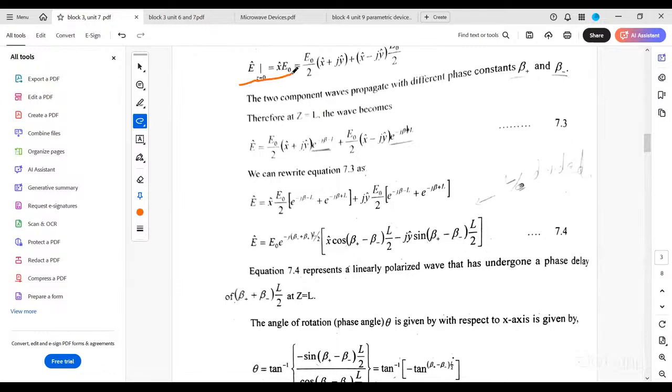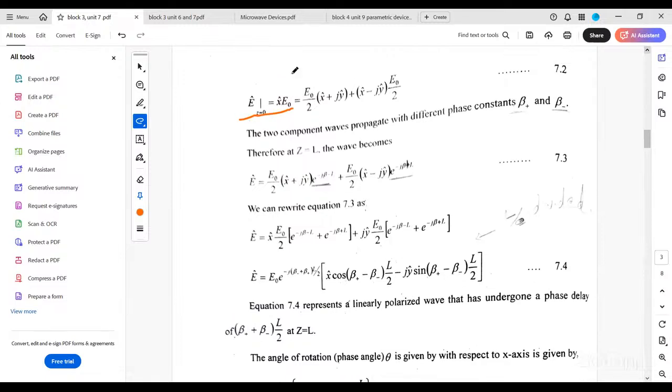This one I am writing with real and imaginary terms. E is divided as E naught by 2 plus E naught by 2, so we get E naught only. One term I am taking as x plus jy, another term as x minus jy, times E naught by 2. Again, I am writing this in terms of phase constants: one phase constant is beta plus, another is beta minus.